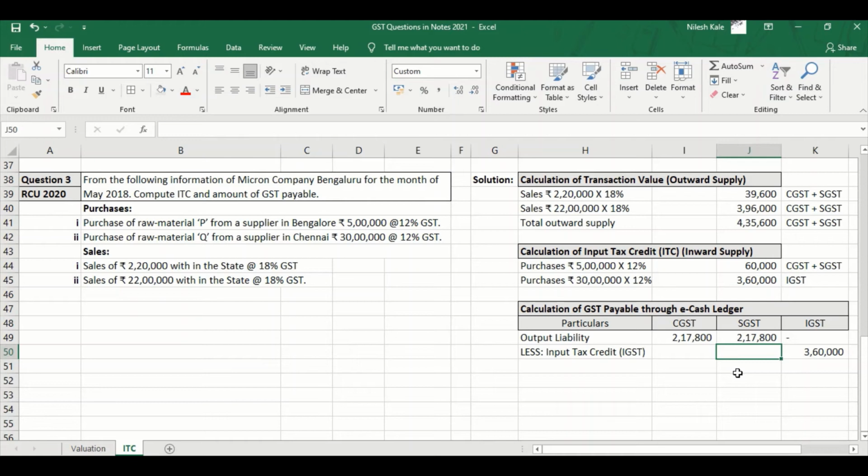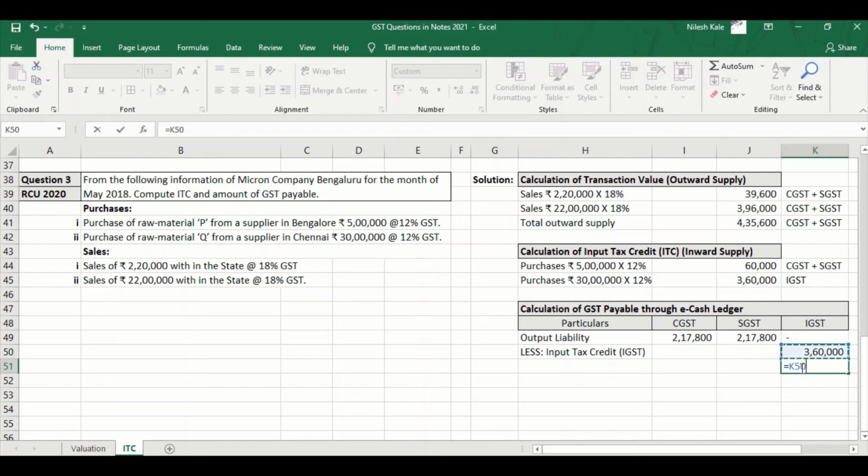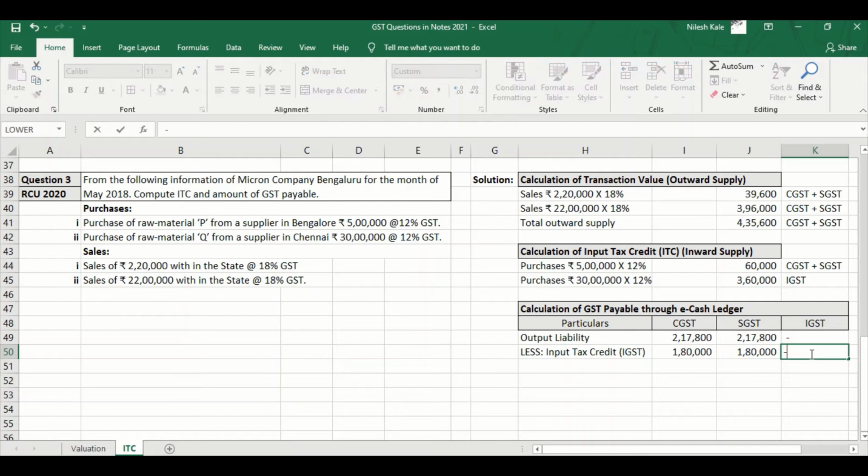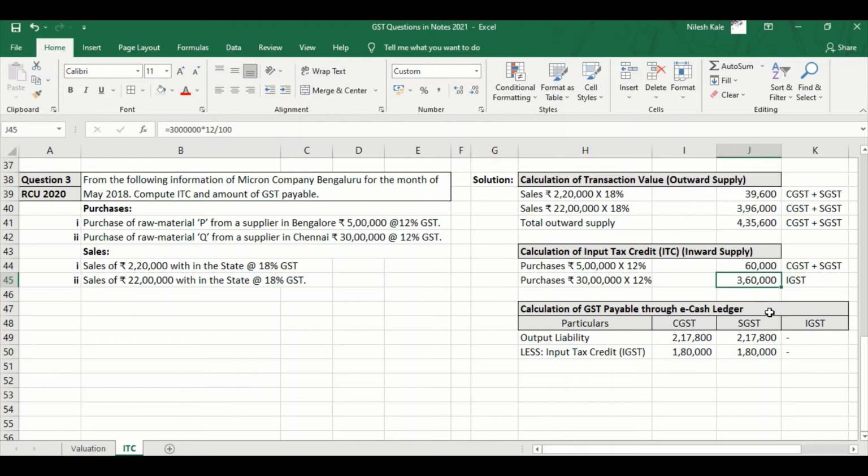Okay, equally. What I will do is, what is the half of 3,60,000? Right, 3,60,000 divided by 2 is 1,80,000. I will delete this, I don't want it. 1,80,000. Here I will write 1,80,000. Here also I will write the same. IGST credit is not available now because we have utilized full IGST credit. We have utilized this 3,60,000 fully. Now it is not available. Now this is 0. Okay.